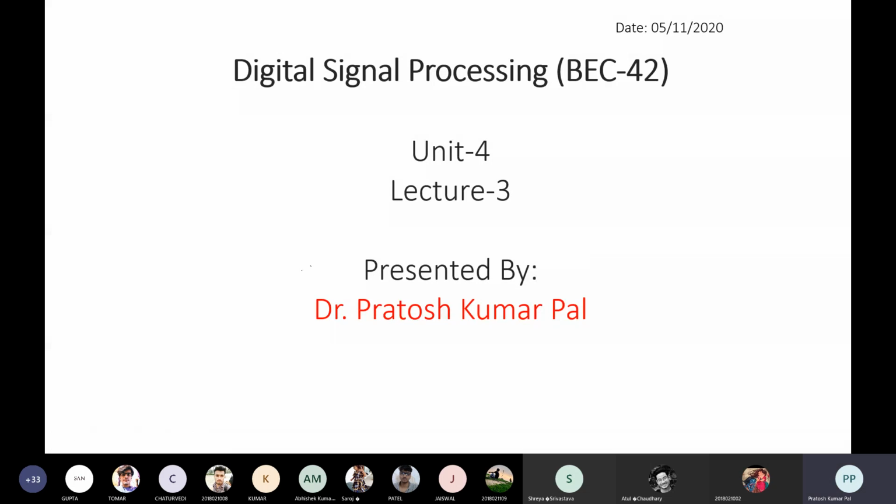Okay, so in this class we will see the next realization technique, that is called the cascaded technique, cascaded realization structure. Okay. So in the previous class we have seen the direct form. In the direct form it is of two types, direct form 1 and direct form 2.